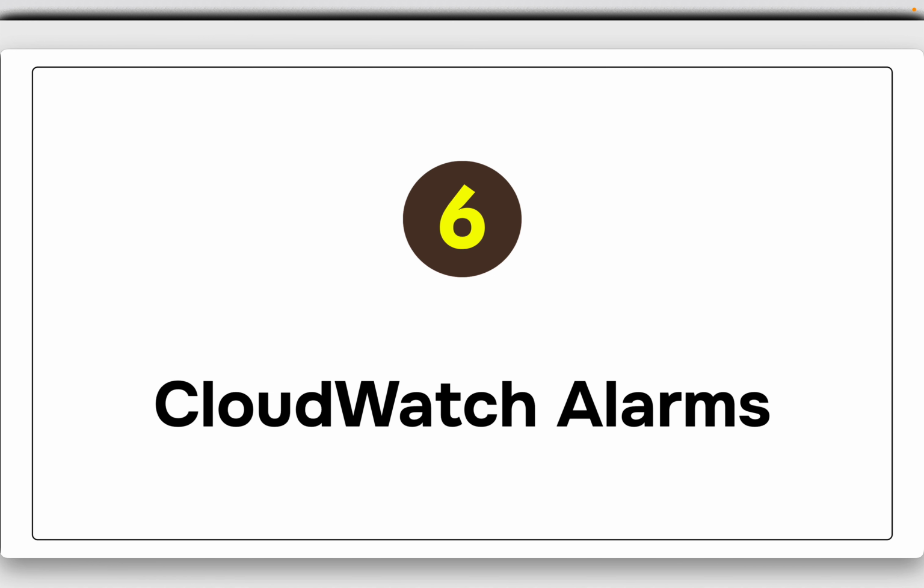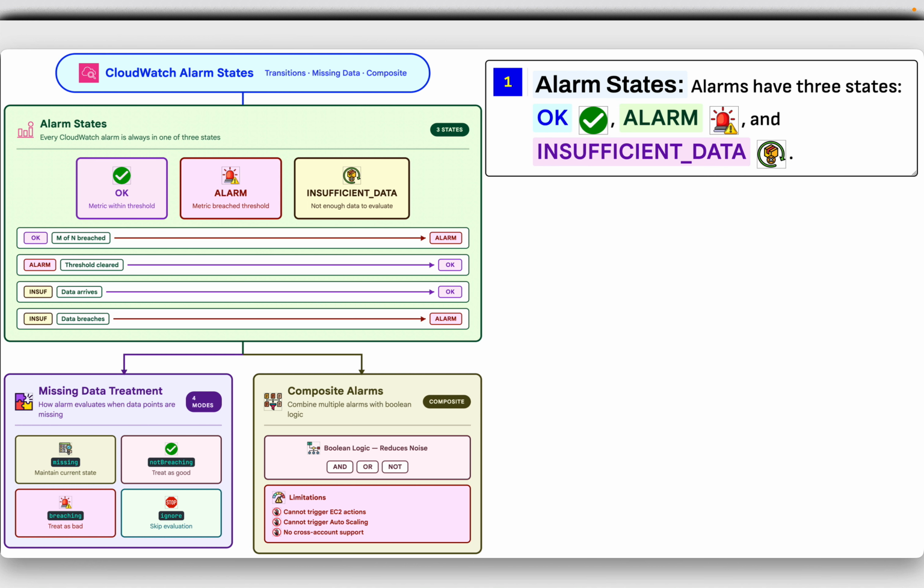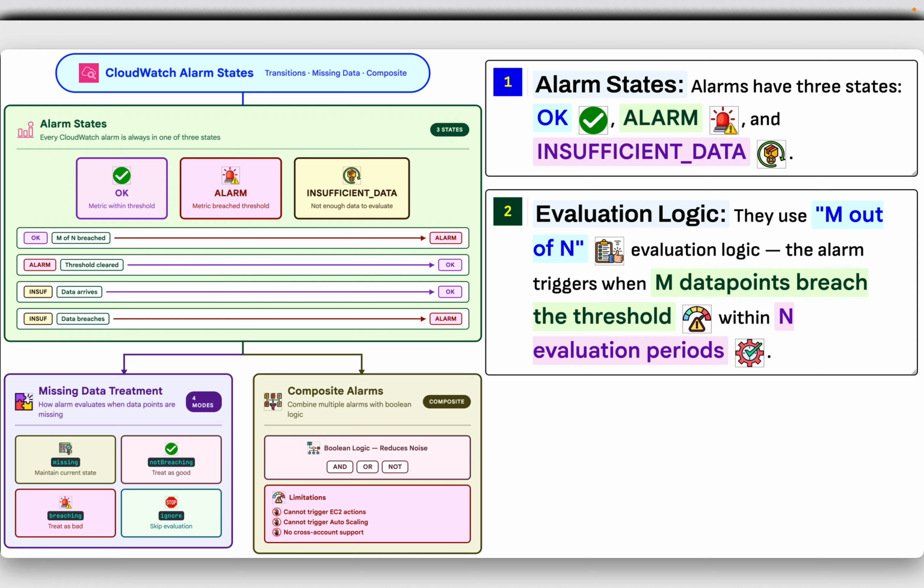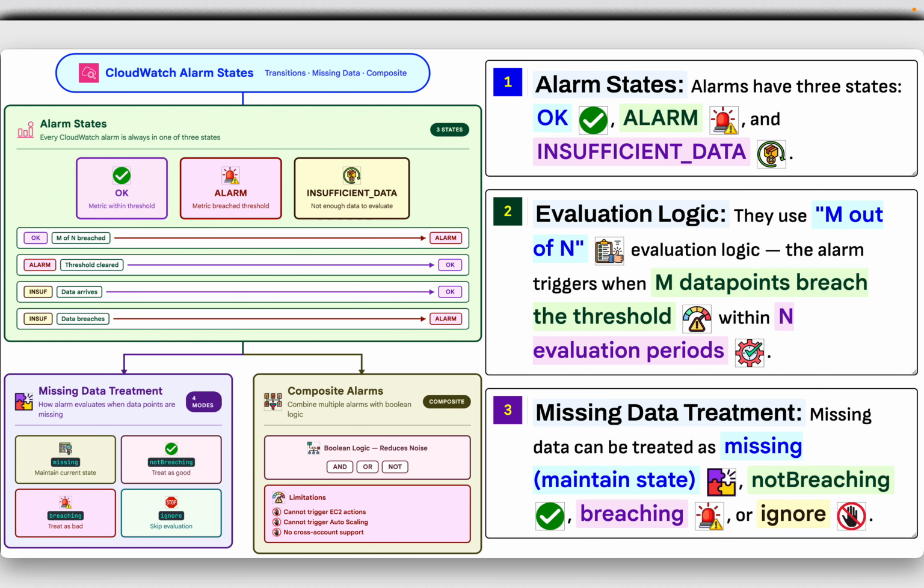Sixth topic is CloudWatch alarms. Alarms have 3 states, which are OK, alarm, and insufficient data. Alarms use M out of N evaluation logic, meaning the alarm triggers when M data points breach the threshold within the N evaluation periods. Missing data can be treated as missing, that is to maintain state, or not breaching, breaching, or ignore. So there are 4 possible values for missing data treatment.